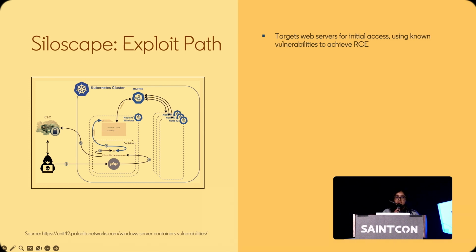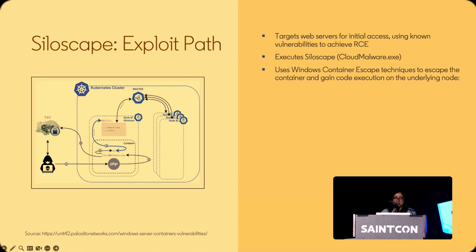So the attacker achieves the initial foothold via, say, a remote code execution by exploiting a known vulnerability within a Windows container, or maybe compromising a web server. Once that initial foothold is established, the attacker executes Siloscape, which is the binary cloudmalware.exe, if you're following along in that diagram. Now the attacker implements an interesting Windows container escape technique to gain code execution in the underlying node.